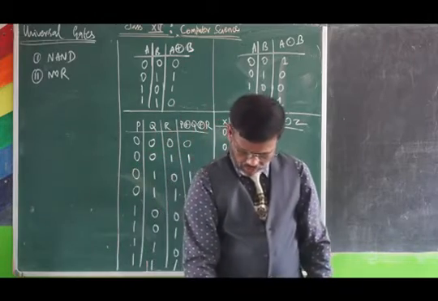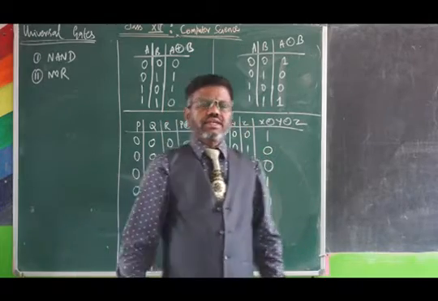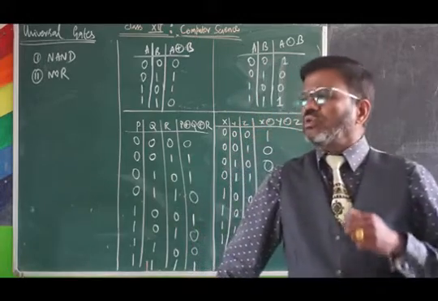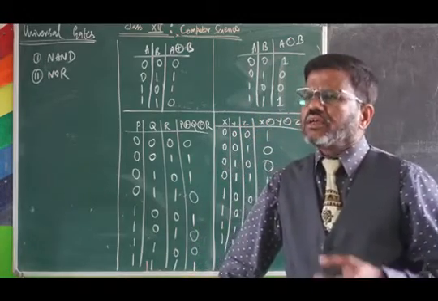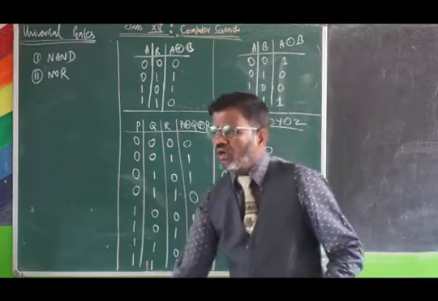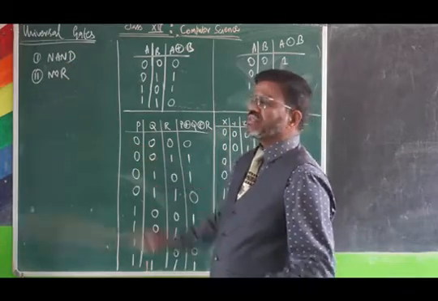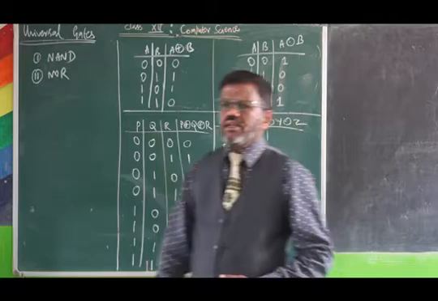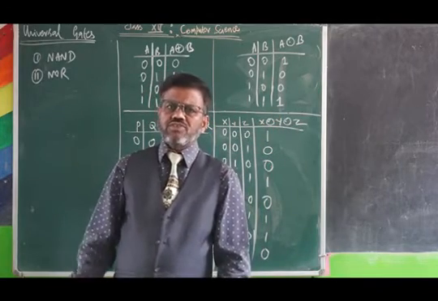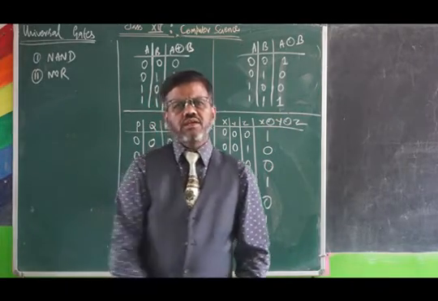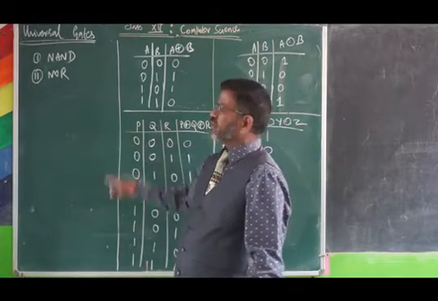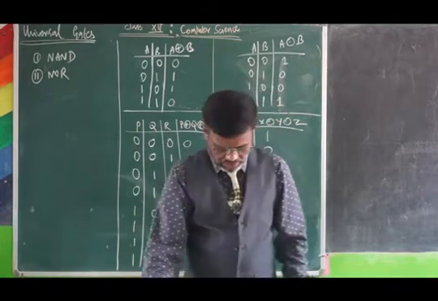I repeat again, what is a universal gate? NAND gate and NOR gate are universal gates. Why is it called a universal gate? It's based on AND gate and OR gate, which are very easy to design, and it's a cost effective way of manufacturing. In other words, low cost, an inexpensive affair. That's why we call it a universal gate.